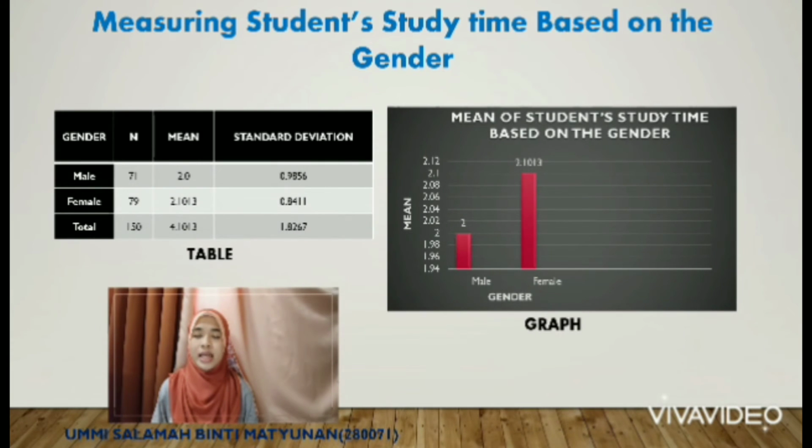The next slide, we will measure student study time based on gender. From the table, we can see the mean and the standard deviation based on male and female. Based on the graph, we can see the mean of student study time for female and male. So we can see that the mean for female is higher than for male.